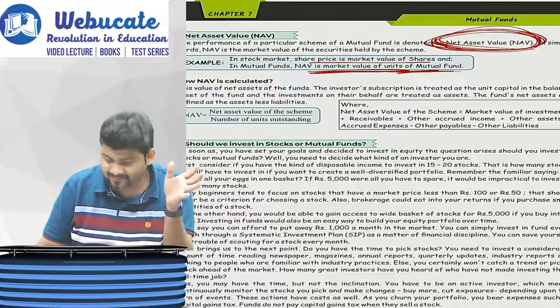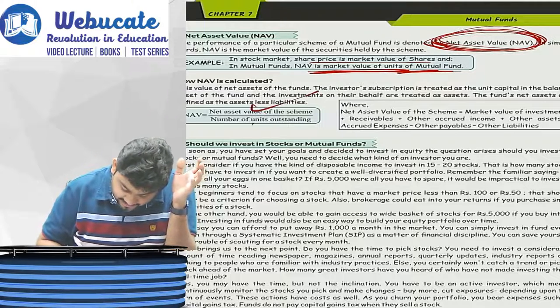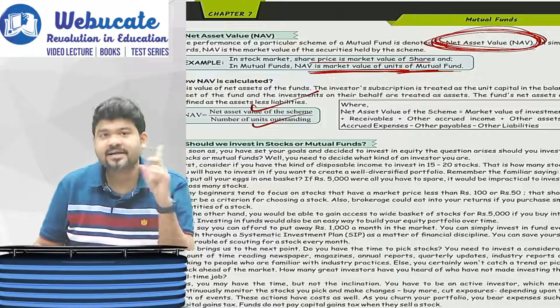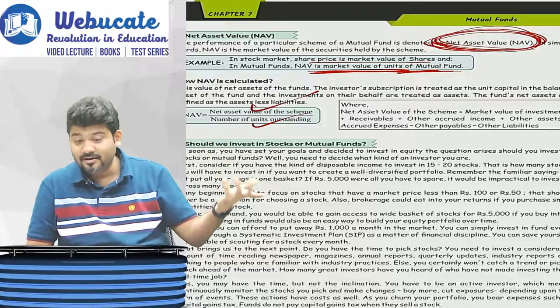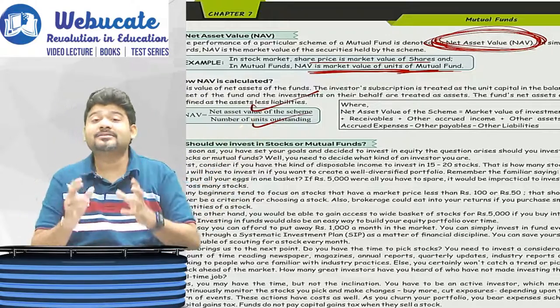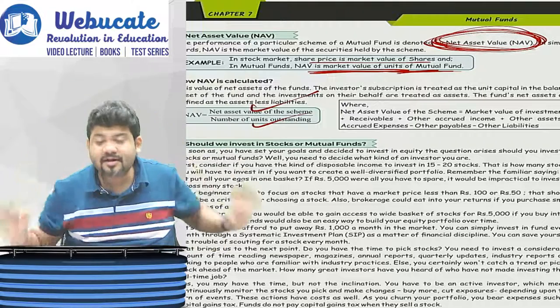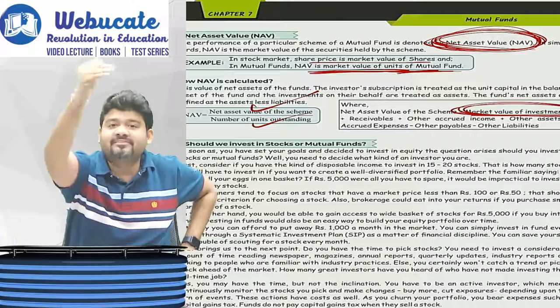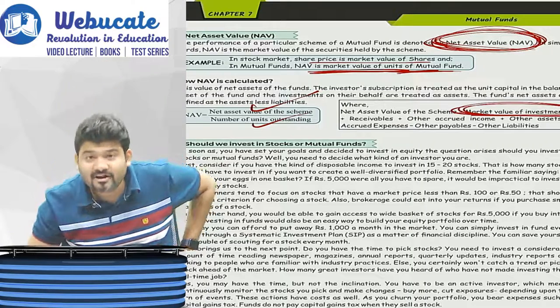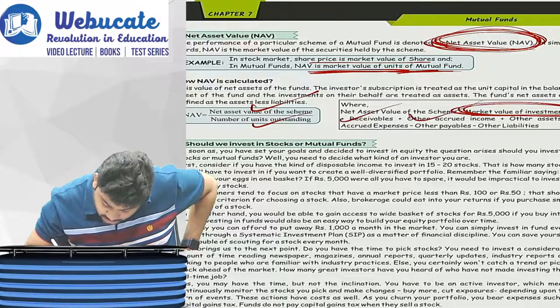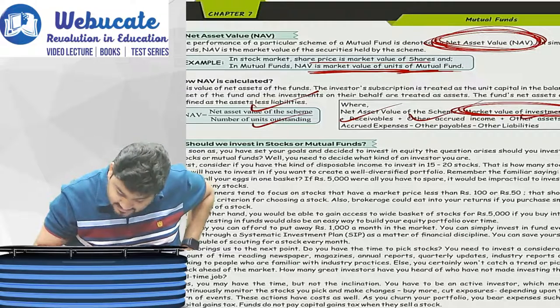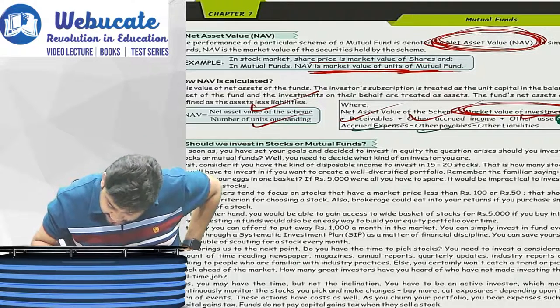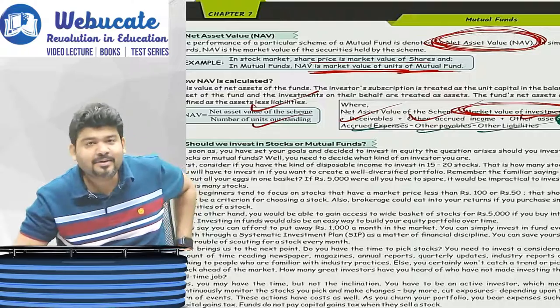All right, guys. And how is the NAV calculated? Net asset value divided by number of units outstanding. The number of units outstanding obviously will be given. And how do you calculate the net asset value? It is the market value of the investments. Whatever investments I have, I will take the market value of that, plus any receivables, accrued income, and other assets, less expenses, other payables and other liabilities.